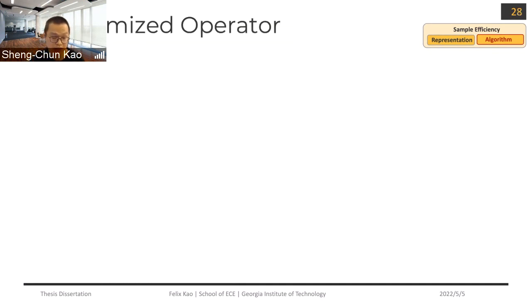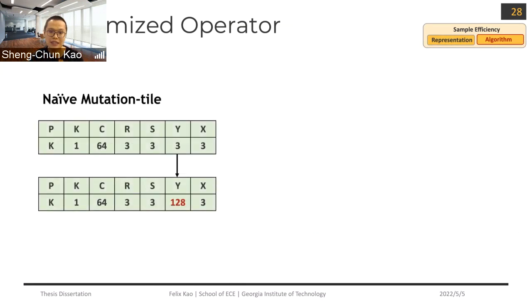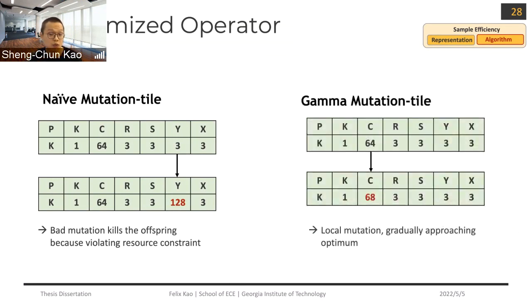The key to the sampling efficiency of Gamma comes from the customized operators, so let me introduce them. First, mutate tile. In naive tile mutation, we might randomly sample a new value for a certain tile size. However, a bad mutation like this can kill the offspring because it violates resource constraints such as the buffer sizes. In Gamma, we apply local mutation, which only mutates to a neighbor, so that we don't suddenly become invalid because of resource constraints, and we can still gradually approach the optimal point.